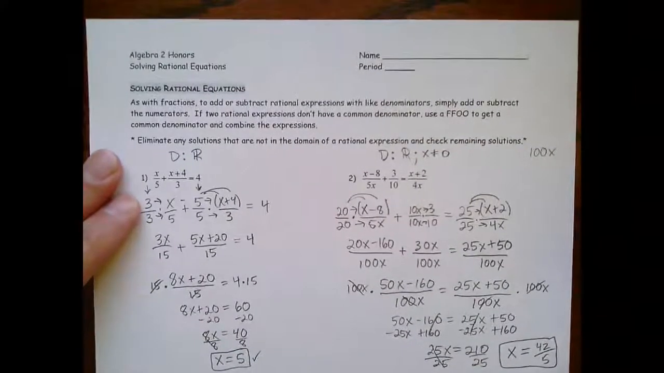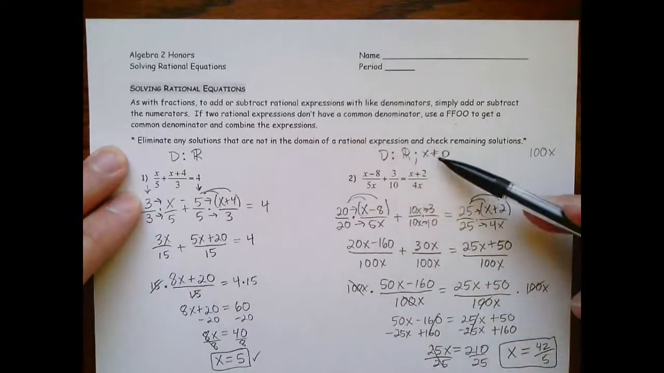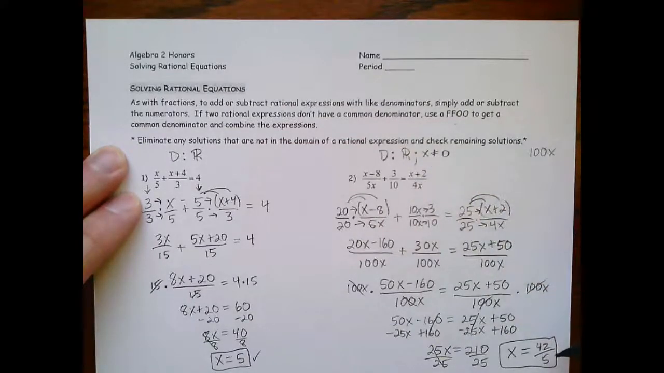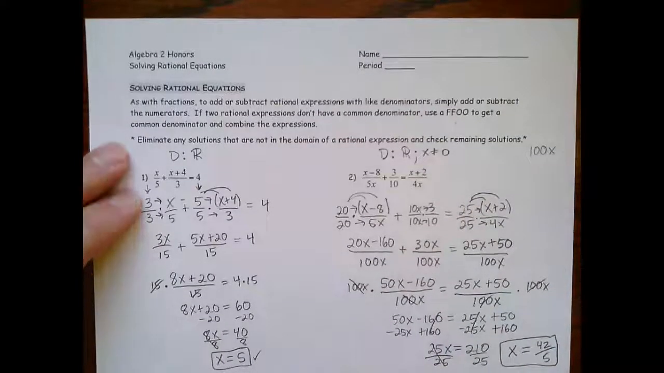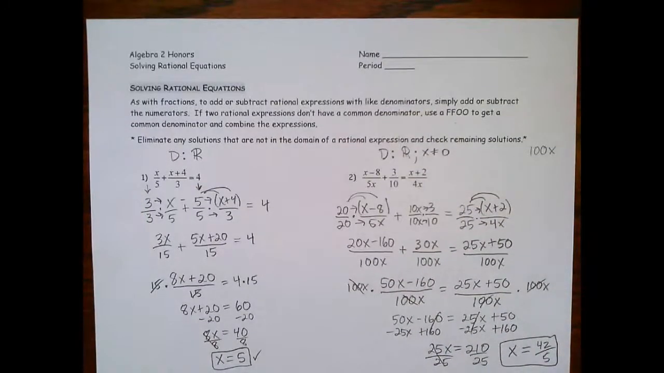But then again, the last thing I need to do with this answer is to make sure that it's in the domain. So 42 over 5, I noticed that the domain was all real numbers, but x could not be 0, which means that 42 over 5 is perfectly acceptable to me in the domain. It's going to be a nice final answer. So just like that, that's how you would do number 2 by finding common denominators.